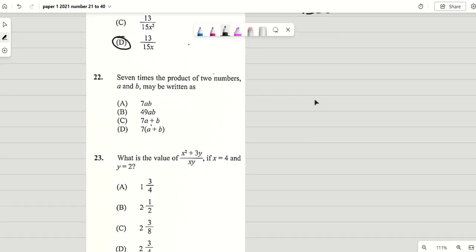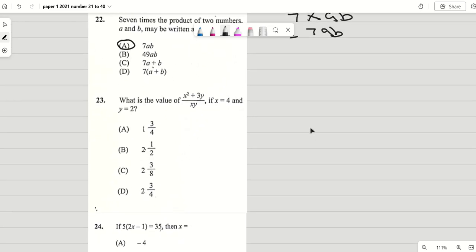Right, let's go on number 22. 7 times the product of two numbers, A and B, can be written as. So it is 7 times the product of two numbers. So first off, a product of two numbers is A multiplied by B is AB, and then 7 times is to multiply. So 7 multiplied by AB is equals to 7AB. So the answer would be A.